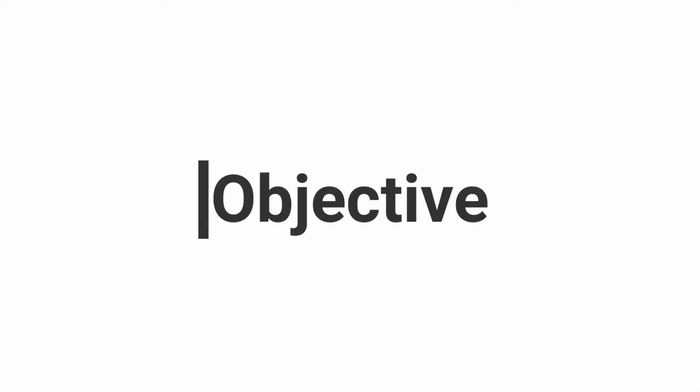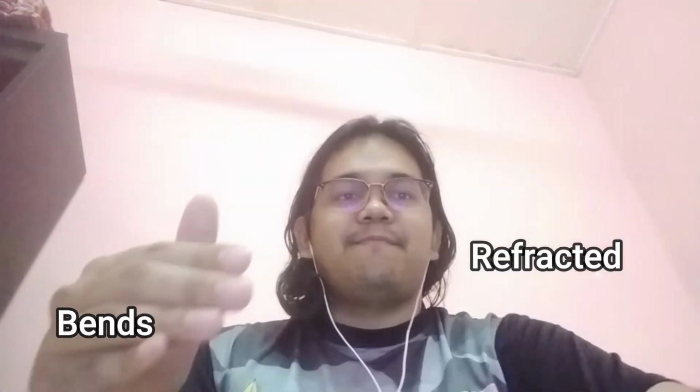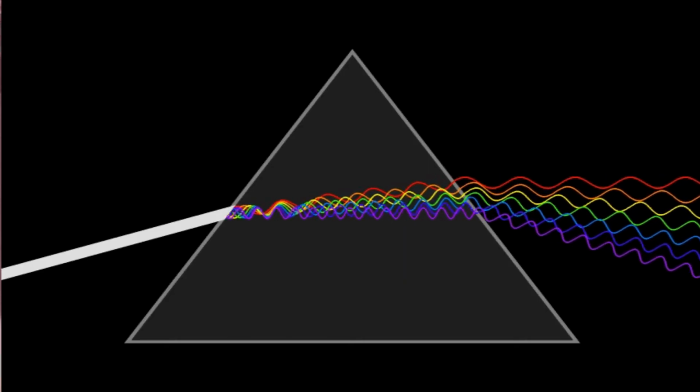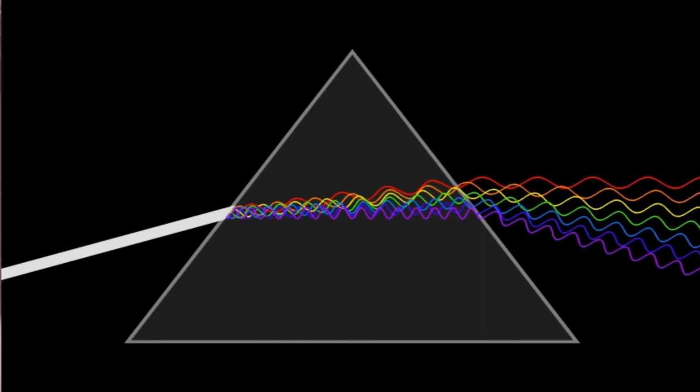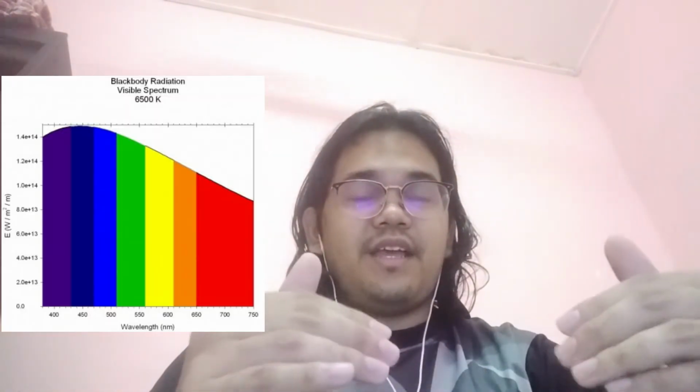So, what is the objective of this experiment? The first objective of dispersion of light is to see how the light is refracted through the glass prism. When light travels from one medium to another medium, it bends or is refracted in the glass prism. When the light passes through the prism, it will give different colors in the spectrum of light. So this shows the light has different wavelengths. Violet bends the most and has the shortest wavelength, while red bends the least and has the longest wavelength.